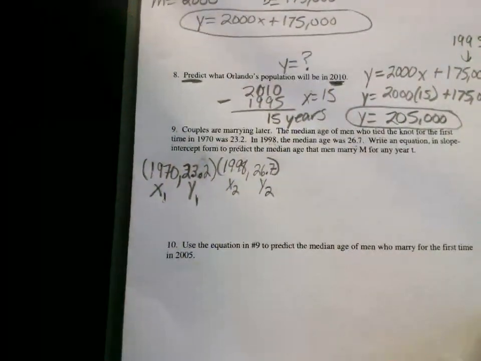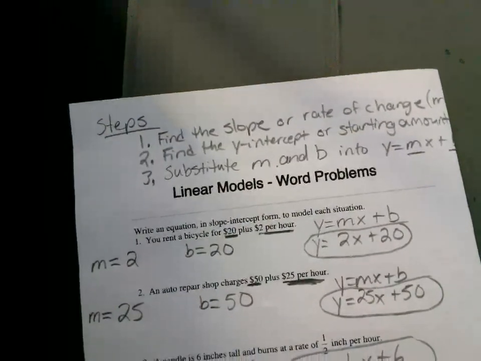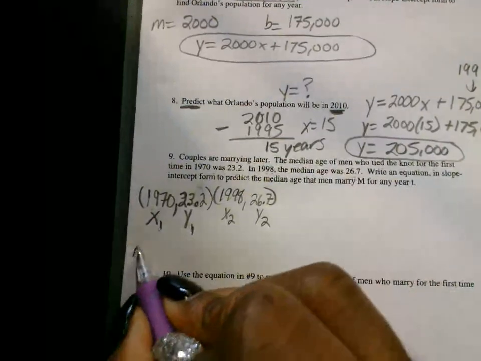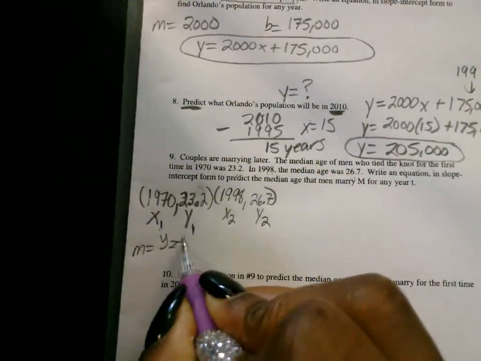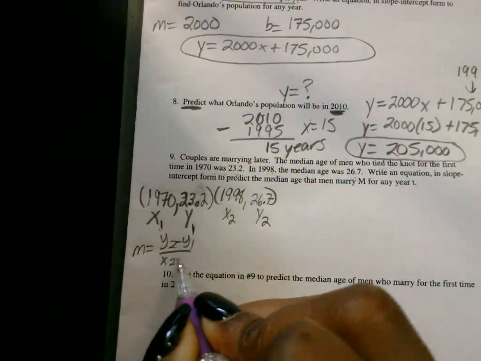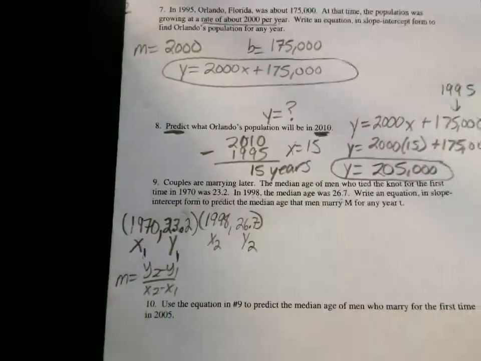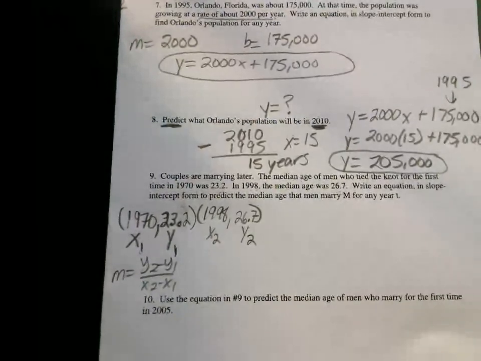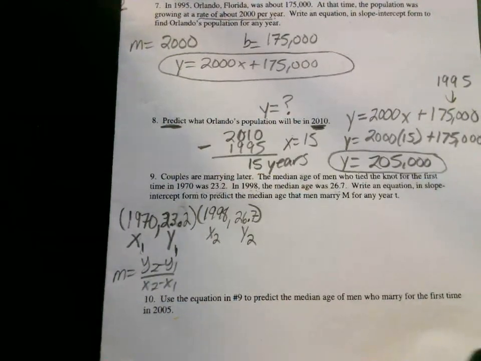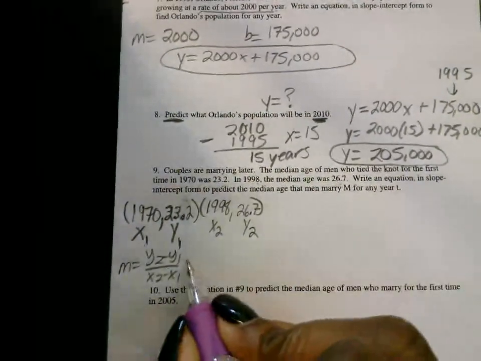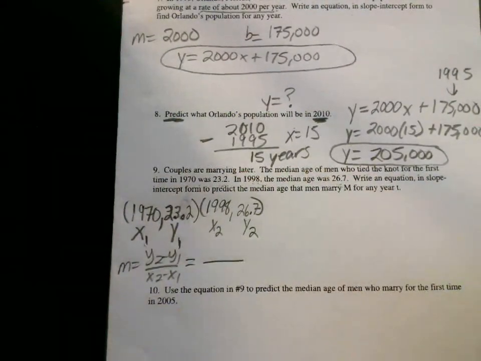So now, when you're writing an equation, the first thing you have to do is find the slope, then find the y-intercept, then substitute m and b into the slope-intercept form. So let's do it. Y2 minus y1 over x2 minus x1. We're just trying to find the rate of change from their ages from 1970 to 1998. On the top, what are we subtracting? What minus what?